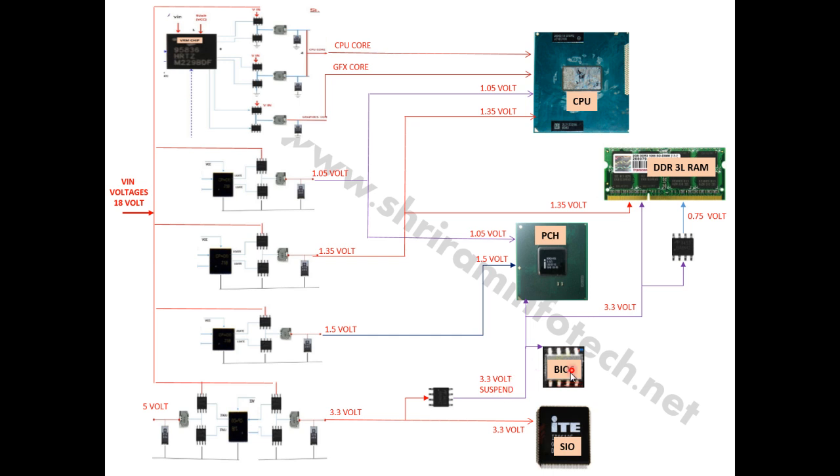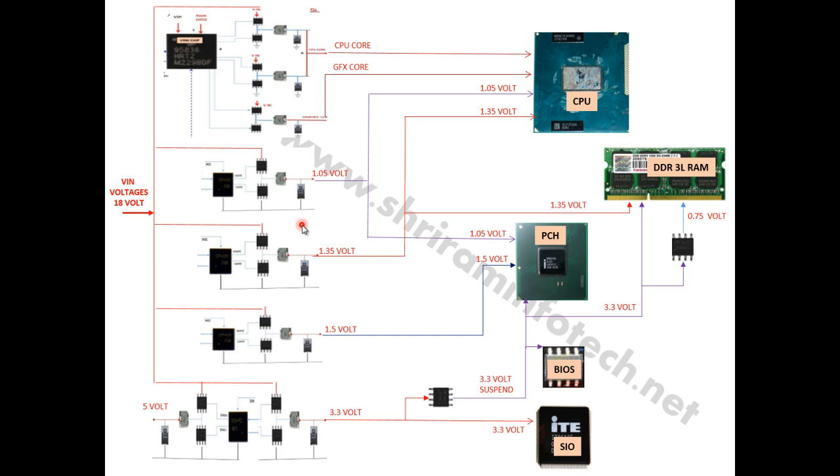This suspend 3.3 goes to the BIOS, then the PCH, then the RAM, and this 1.5 volt is also generated after turning on the power button. This 1.5 volt goes to the PCH, then this 1.35 volt goes to the DDR3L RAM, and the processor 1.05, which is the system voltage, goes to the PCH and the CPU. And finally this is the CPU core section. There are two voltages, one called the CPU core voltage and another called the graphics core voltage. These two voltages go to the CPU.